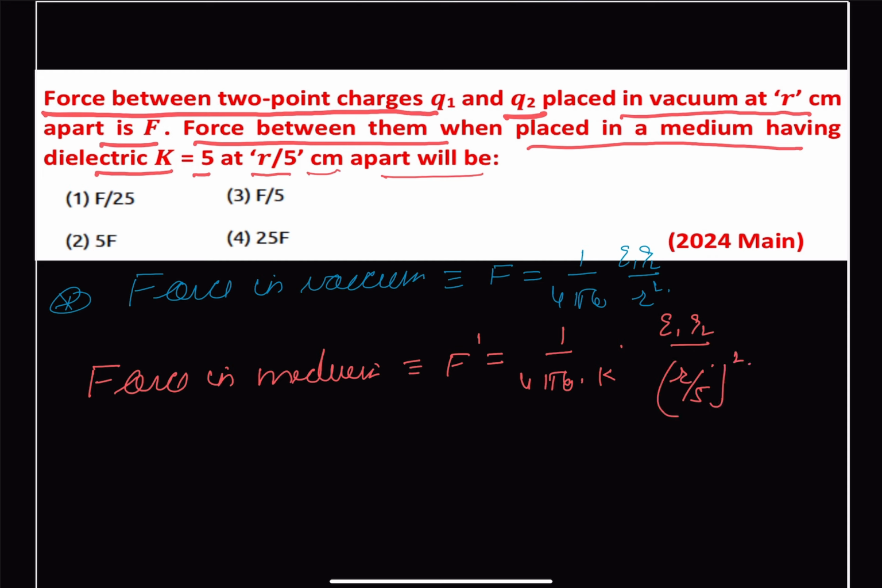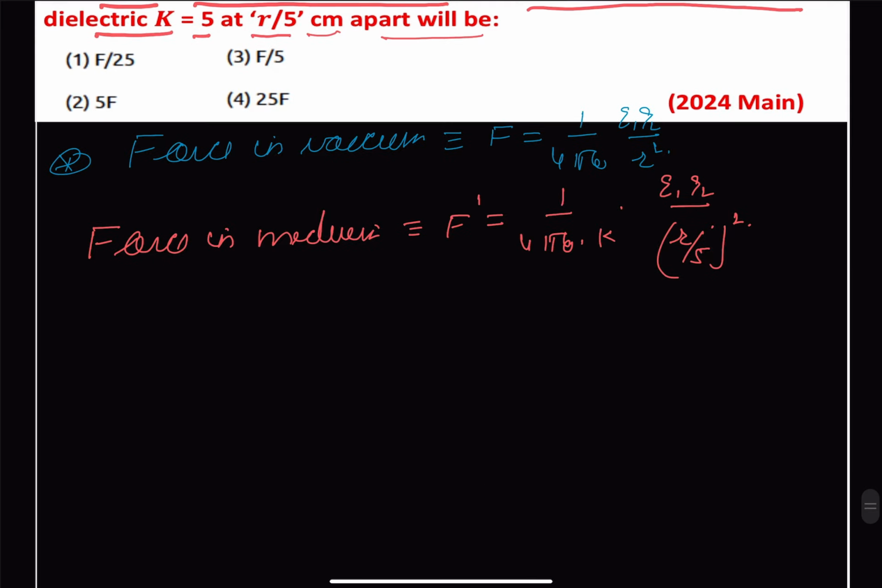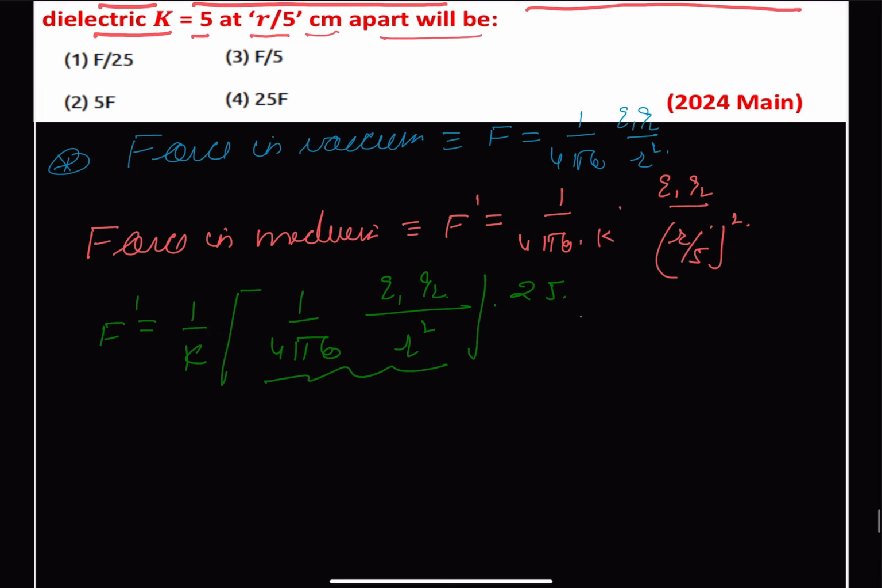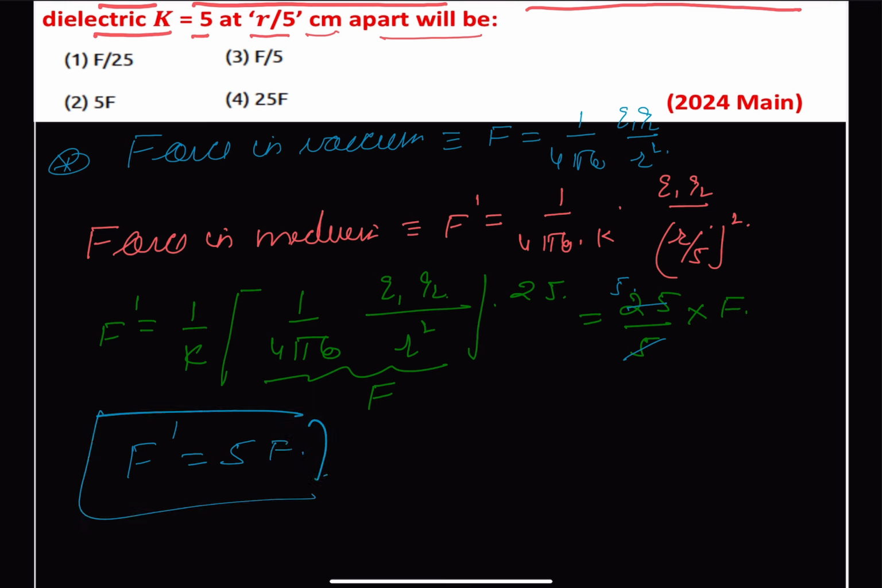And we just open the bracket and we get F prime will be equal to 1 upon k, and this will be 1 upon 4 pi epsilon naught Q1 Q2, this comes as r square, multiplied by 25, and this particular part is nothing but our F. So we can say this will be equal to 25 upon k, the value of k is given as 5, multiplied by the force F. So 25 goes by 5, so we get our new force F prime will be equal to 5 times F. So option number 2 is correct.